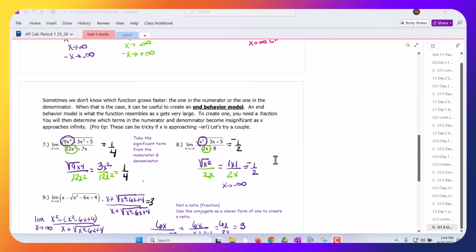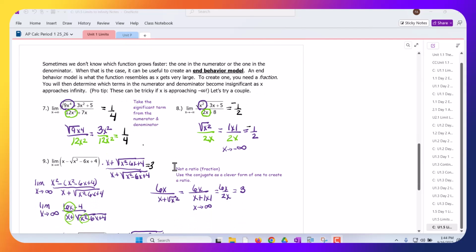Okay, you could pause the video and read this top portion, or if you already did that in class, you can see that we're dealing with composite functions here within a rational structure, still doing the end behavior. So we have to take the significant term from the numerator and the denominator, but here it's not just a 9x to the 4th, it's the square root of 9x to the 4th. And then we reduce that ratio to get 1 over 4.